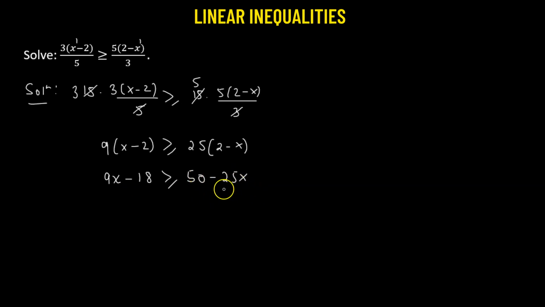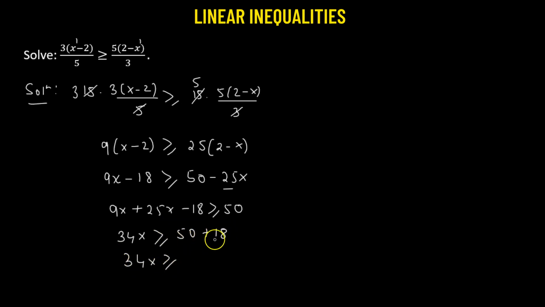In the next step, we will transpose negative 25x from the right hand side to the left hand side. So we have 9x plus 25x minus 18, greater than or equals to 50. So 9 plus 25 will be 34x. And we will transpose 18 from the left hand side to the right hand side. That means we have 34x is greater than or equals to 68.